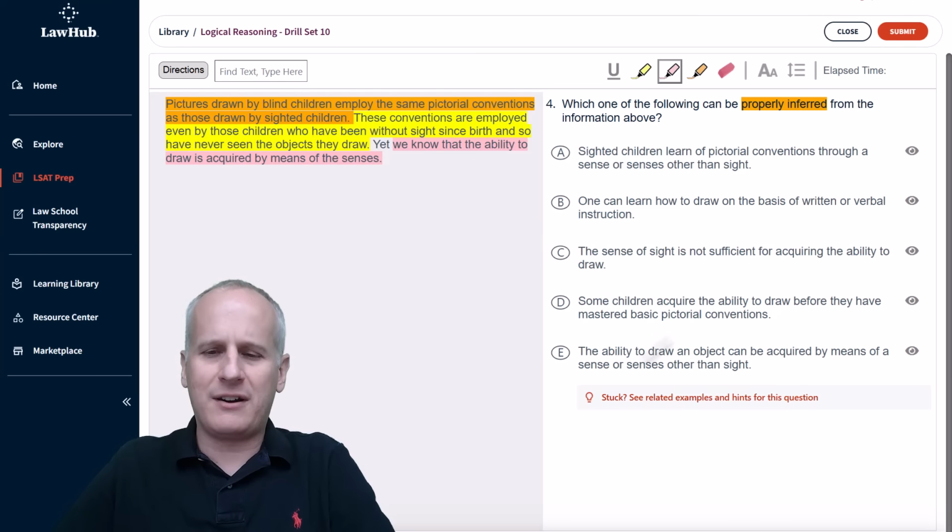So now we've got our highlight tool still ready, and we're going to look at our answer choices, cross-checking against the individual highlights that we had on the left. So choice A reads, sighted children learn of pictorial conventions through a sense or senses other than sight. Well, we kind of like that sense or senses other than sight. I might hold on to this for now.